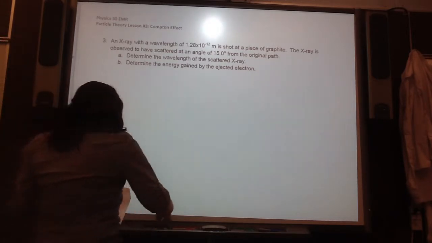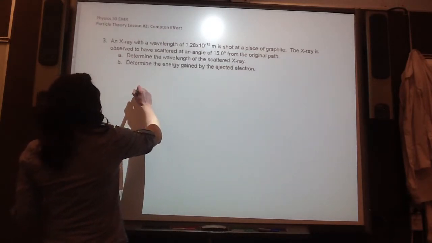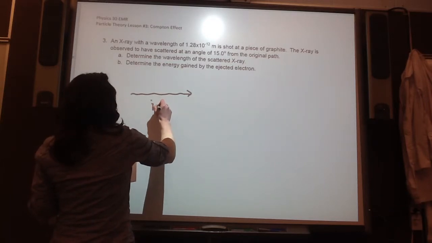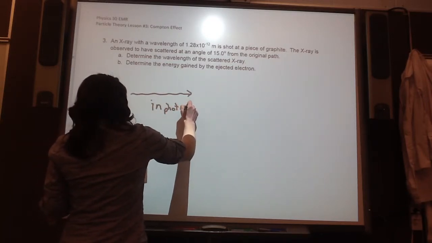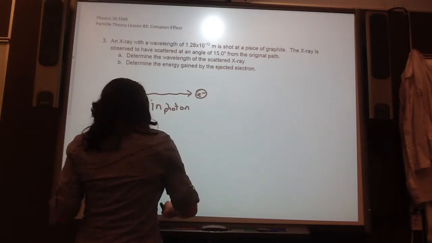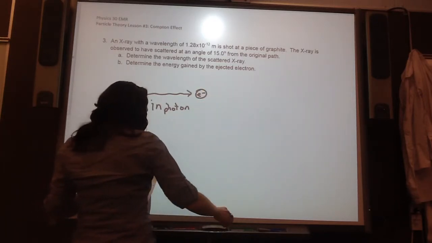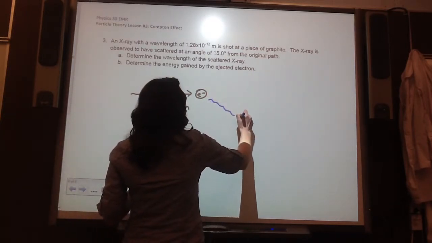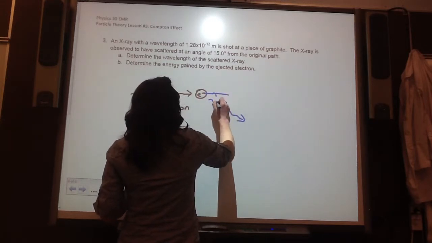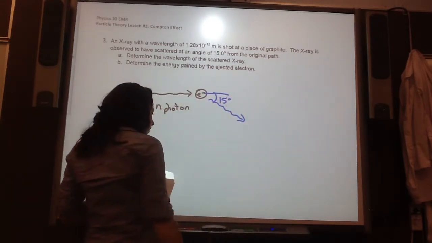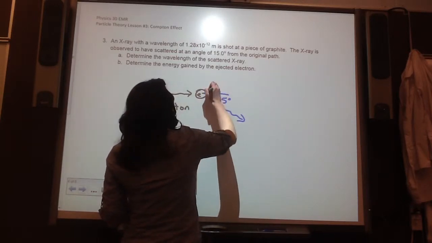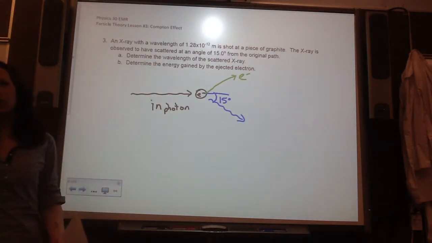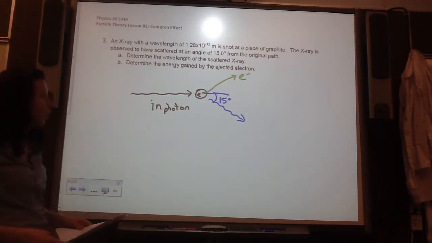So I'm just going to draw a little diagram first. Here I have my incoming photon. It hits an electron. It doesn't really tell me east, west, north, or south, so I'm just going to guess. I'm going to put my scattered photon going this way, at an angle of 15 degrees, and say my electron goes off this way. I'm not told directions, so it's just a hypothetical direction to help me visualize what's going on.